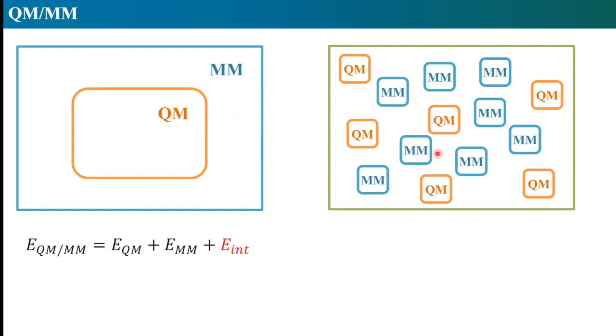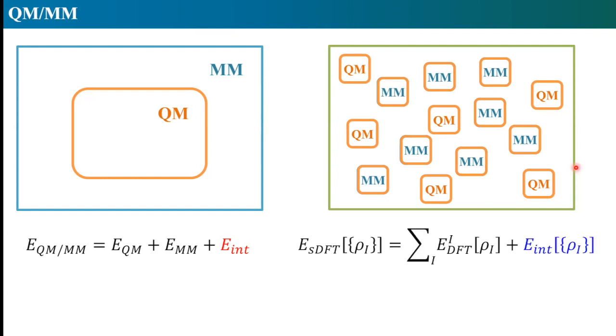So all these QMM subsystems can be one MM system, and all these QMM systems also can be one QMM system or different subsystems. If we replace the QM system with an MM system or an MM system with a QMM system, it will be just like a standard subsystem DFT. So when we look at the total energy of subsystem DFT, it's very similar to the QMM energy. The only difference is that in the sDFT, we use density functional to evaluate the interaction energy.